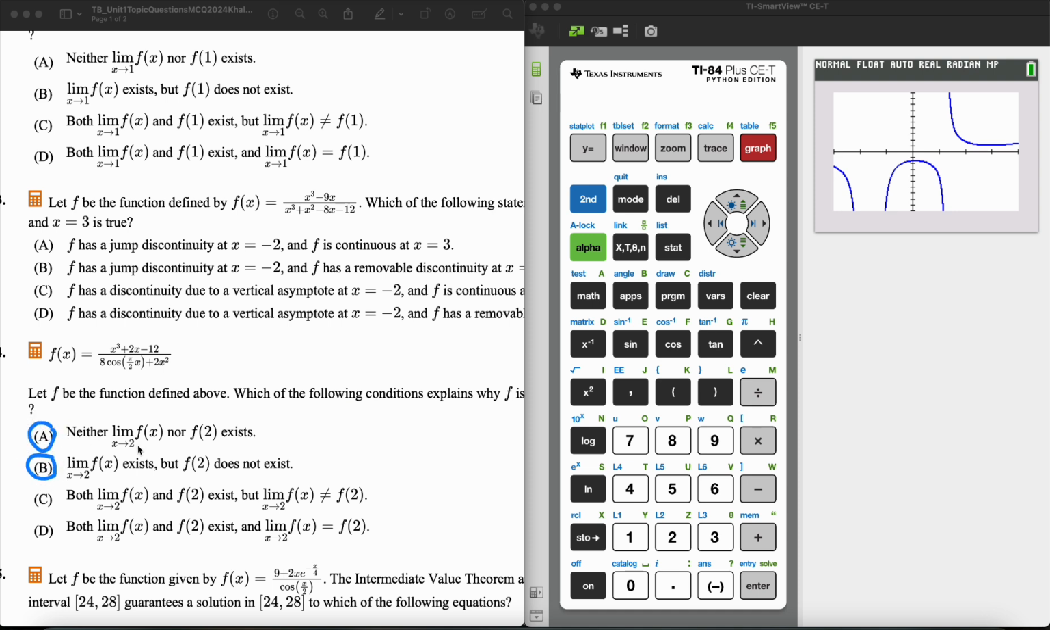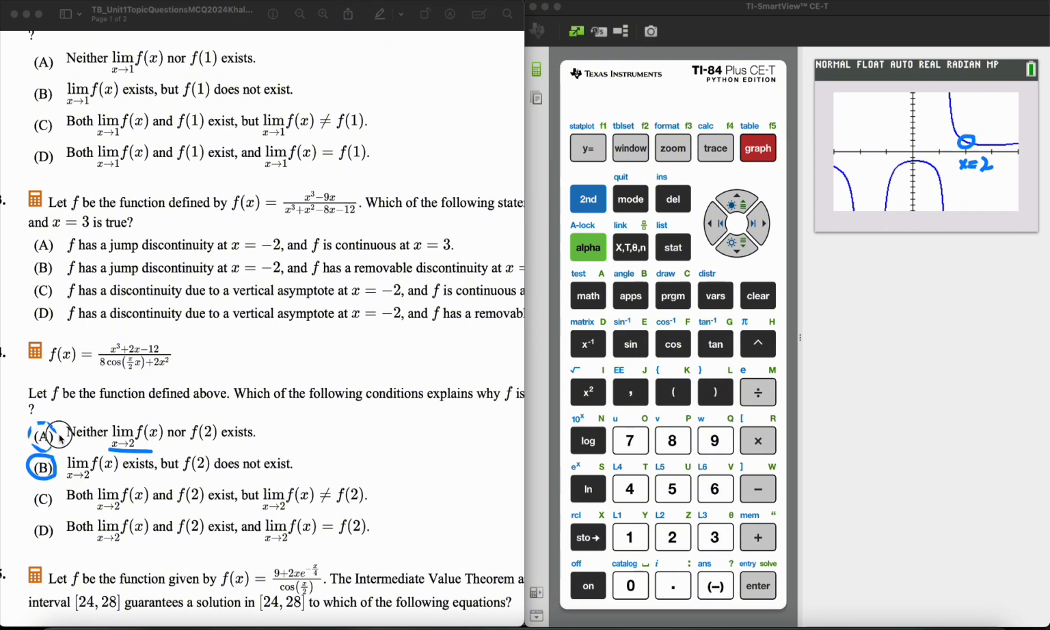The question is, when x is approaching 2, does my graph look weird? Here we have x approaching 2. And my graph looks pretty normal. There's no breakage in it. There's no vertical asymptote. So my graph has a limit. My limit does exist, okay? My limit does exist, but simply that my f of 2 does not.